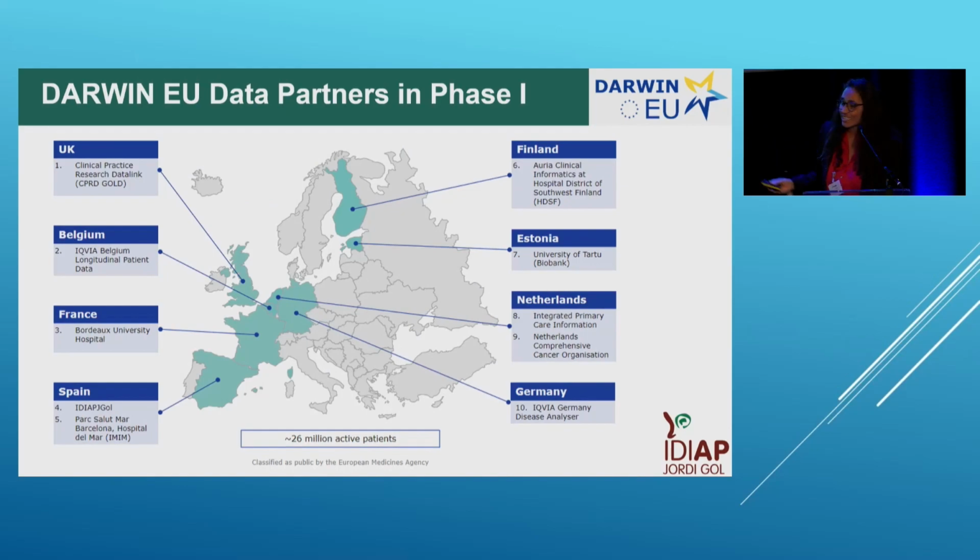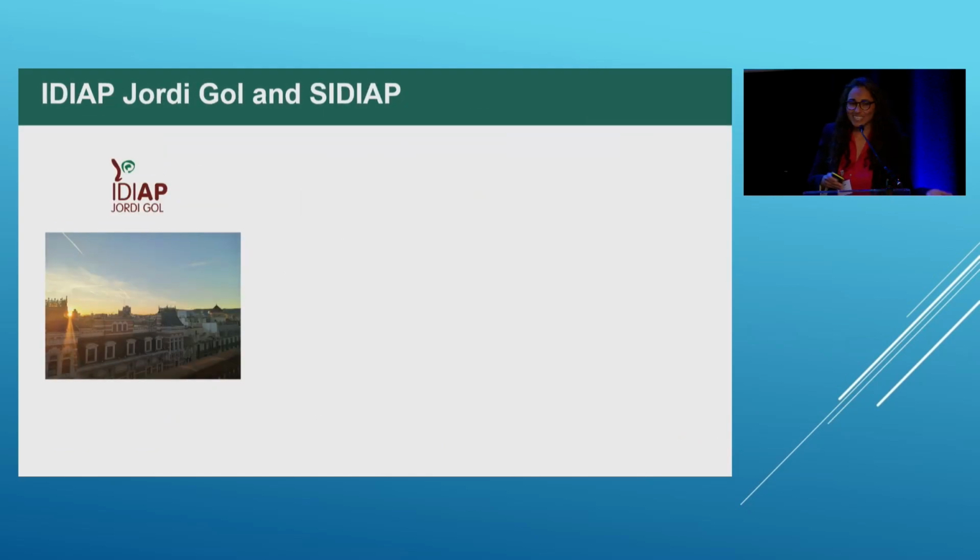You've also seen this slide. IDIAPJGol was selected to be one of the first databases to be onboarded in DARWIN EU during phase 1 and the first year of DARWIN EU. So what is IDIAPJGol? SIDIAP, there's a little bit of confusion, so I'm here to clarify that. IDIAPJGol is a primary care research institute located in the beautiful city of Barcelona, and this is a photo of the view from our terrace, and you're all welcome to come visit sometime.